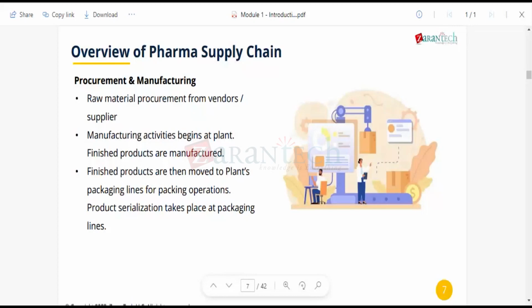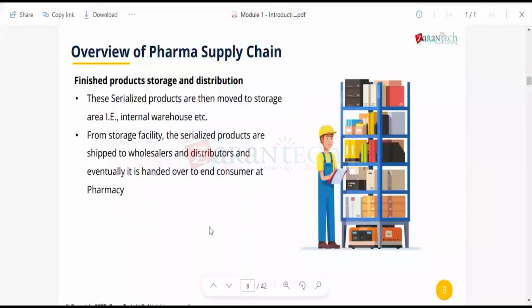Another point I would like to emphasize is that serialization is for finished products. Nowadays, we also have modules which cover the serialization of, let's say, unfinished or raw materials, but that is not part of ATTP. So under ATTP, we will have finished product serialization. Once manufacturing is completed, the products move to the storage and distribution part, and these serialized products are moved to the internal warehouse etc. And from the storage facility, they move to distributors, wholesalers, or 3PLs, and then eventually to end customers and pharmacy.